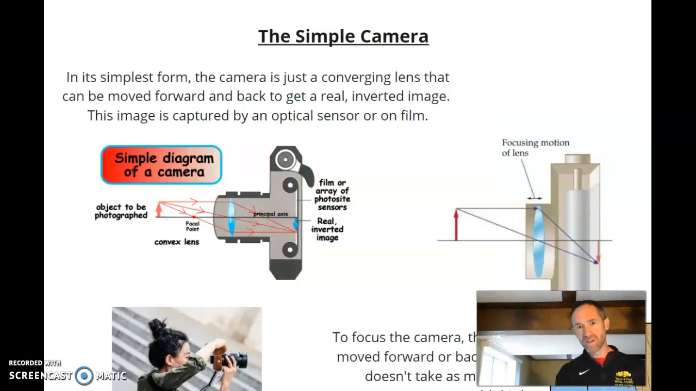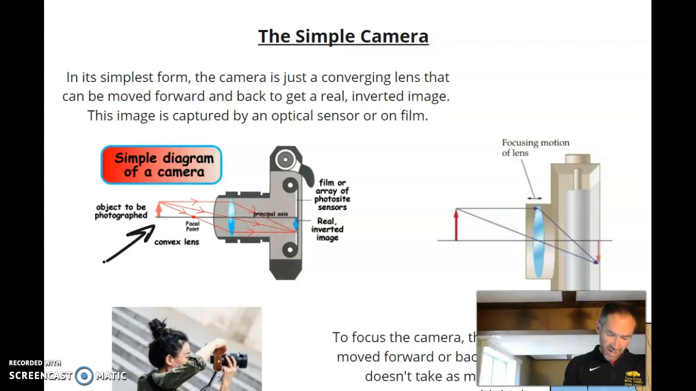So let's talk about a device first. And the first device we'll talk about today is a simple camera. A simple camera is basically just a mechanical version of an eyeball. You see what it is here? There's an object that you want to take a photograph of right there, and the light off of it is going to hit this converging lens.